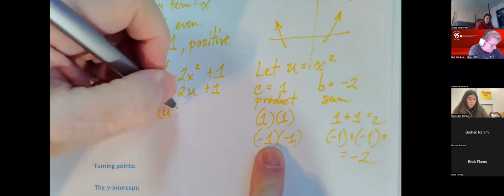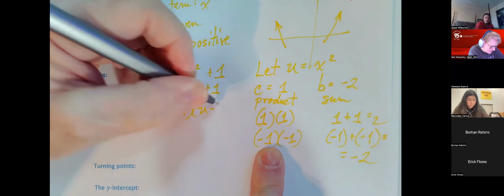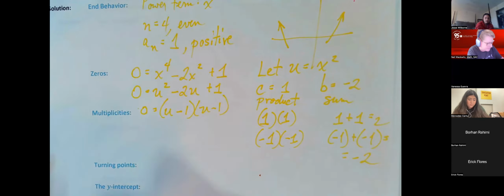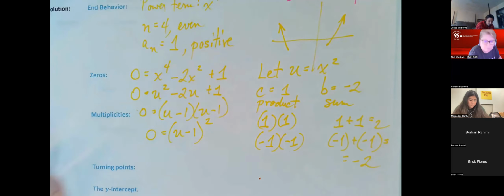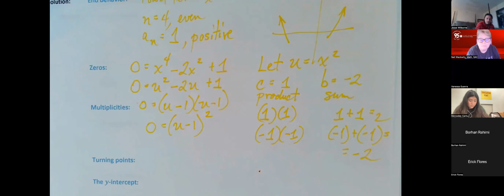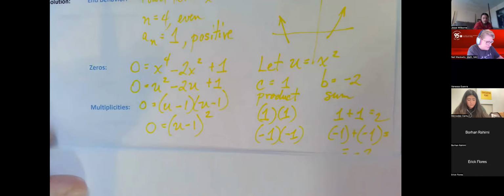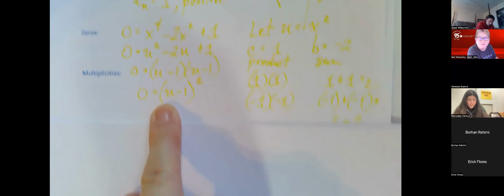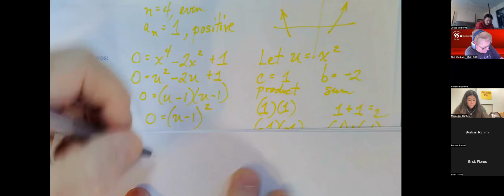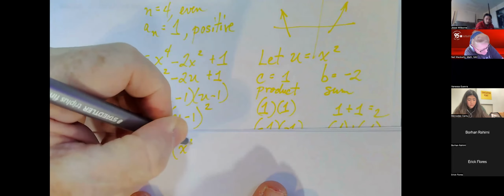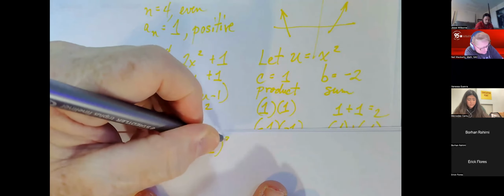u minus 1, u minus 1. Hey, these match. Can I write that as u minus 1 squared? Yes. Good. And can we keep factoring? Oh, we don't have x's. Remember, we just put u in there to make it easier to see the quadratic. So let's put x squared back for u. So you have 0 equals x squared minus 1 squared.